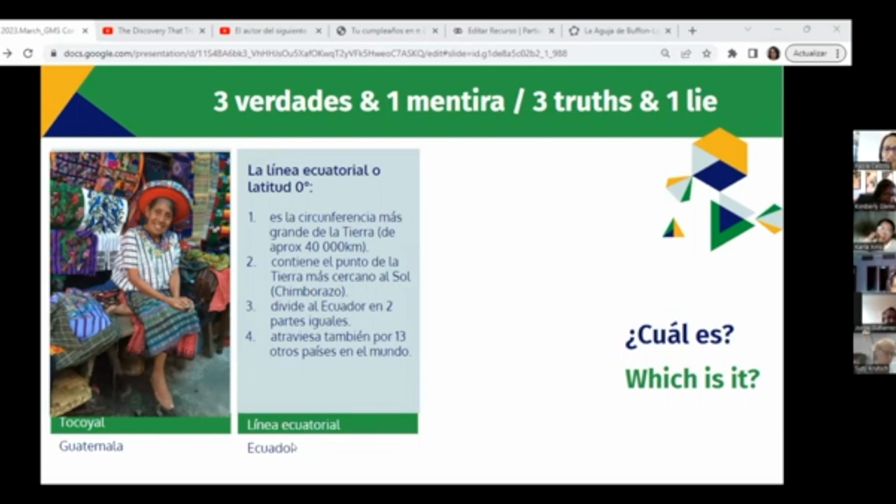The Ecuadorian line could be the largest, and what happened if the Earth was a sphere? How many circumferences bigger than that would we have? Only one? If it was a sphere, it would be infinite. So why isn't that the case? And it is the largest one on Earth. Who can tell me why?